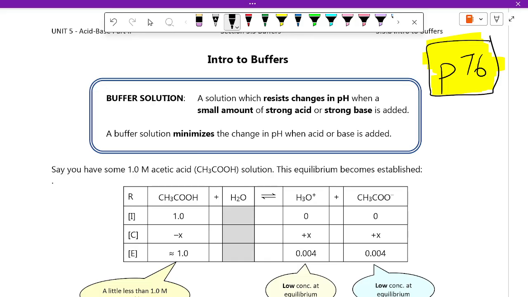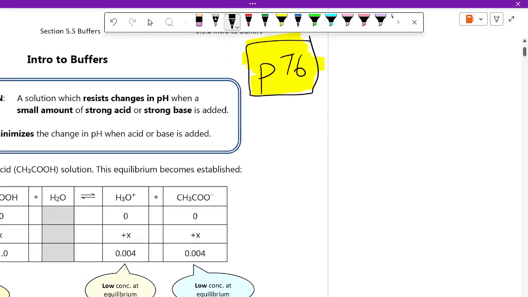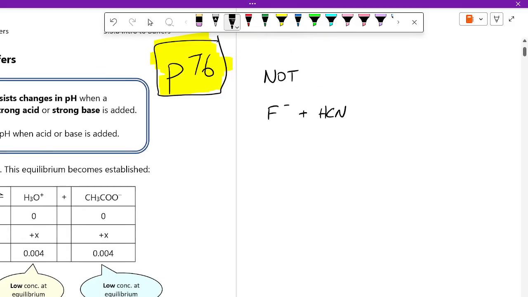But when I say that, what I mean is we're not going to take F minus, which is a weak base, and put it together with HCN, which is a weak acid, and have HF and CN minus. We're not going to be doing calculations with something like that, okay?